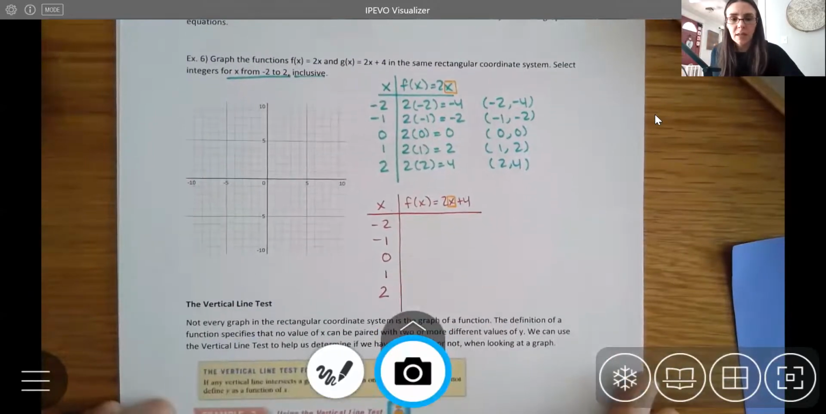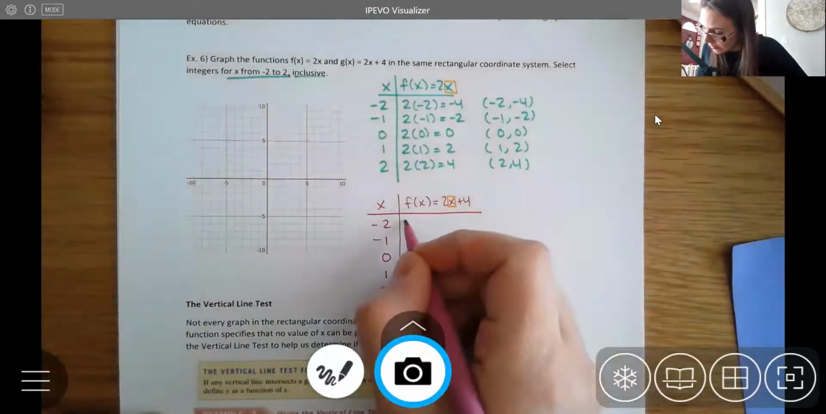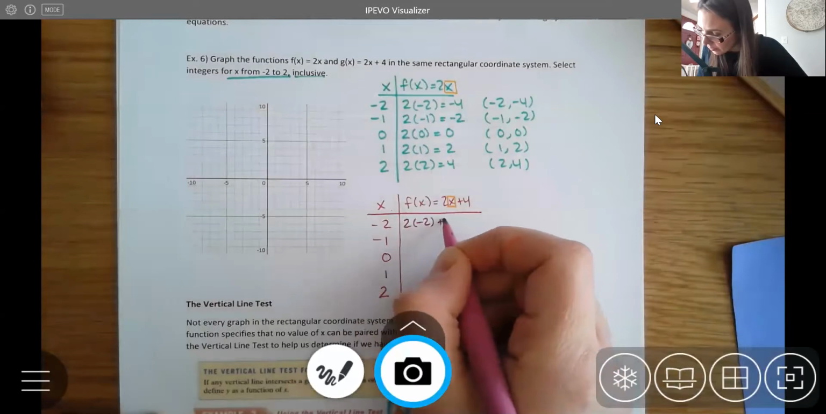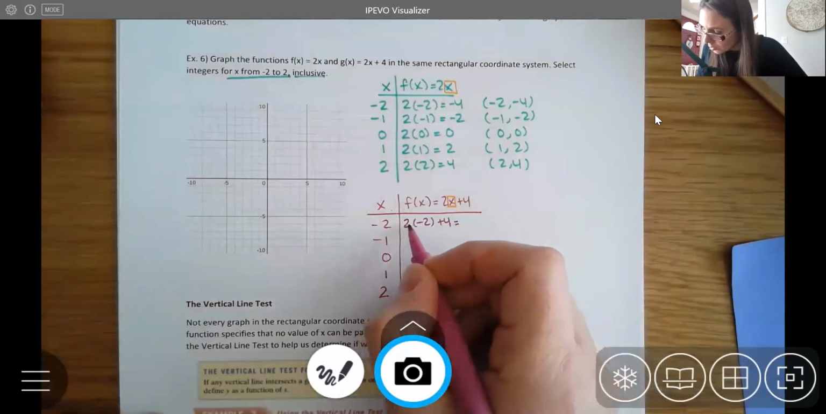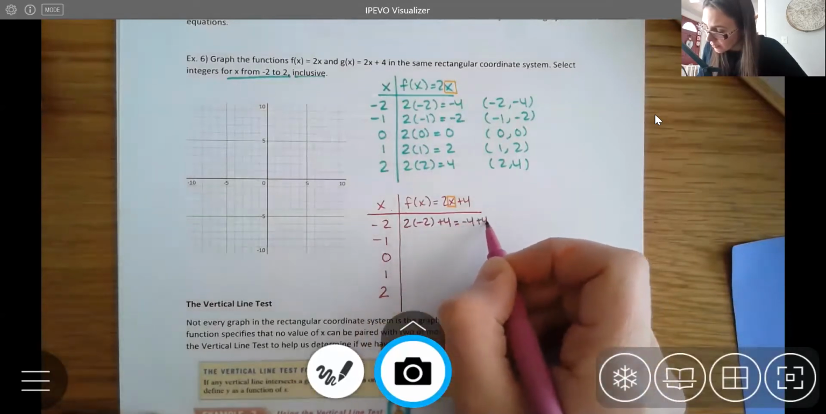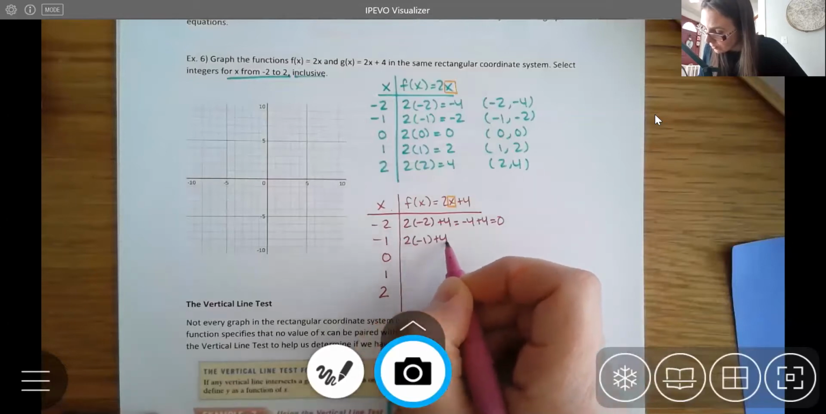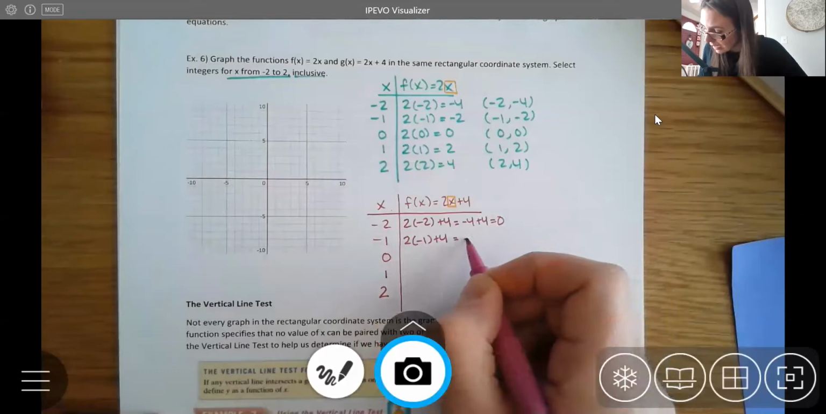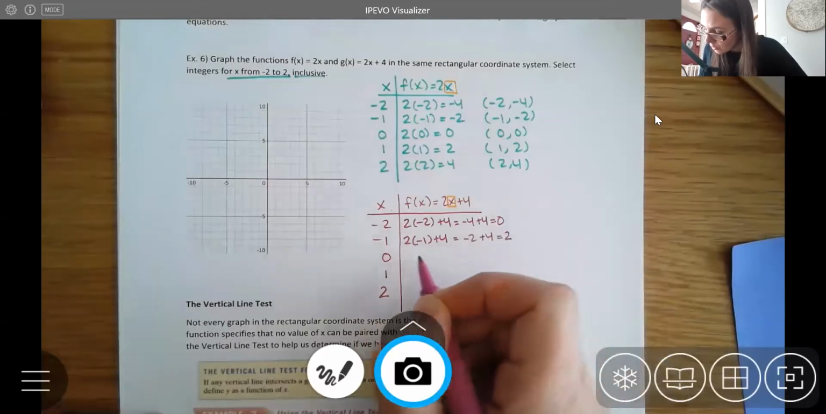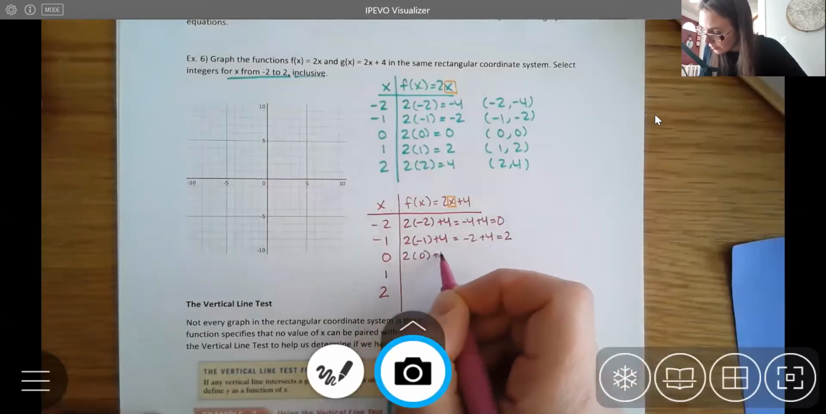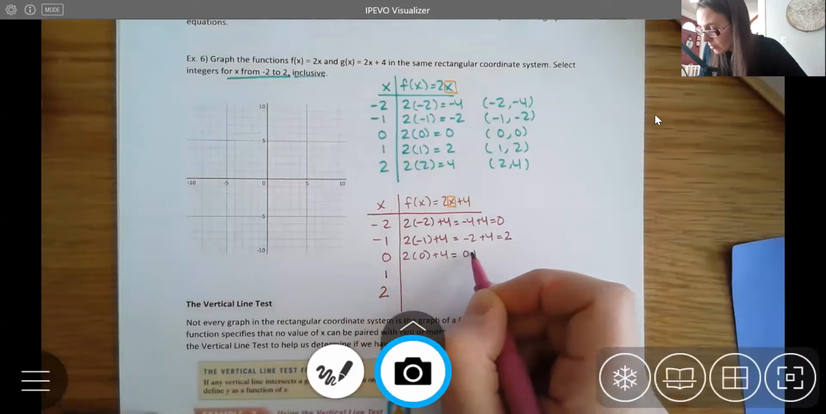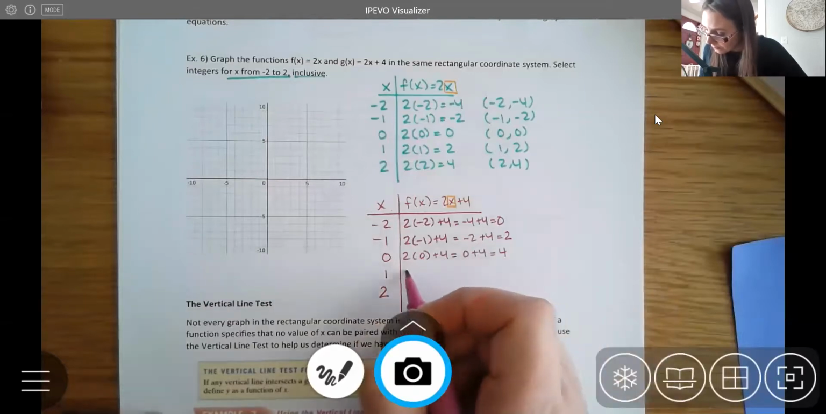And then I'll do the same thing here. So I have 2 times -2 plus 4. So 2 times -2 is -4 plus 4 is 0. Next, I have 2 times -1 plus 4. So that's going to be -2 plus 4, which is 2. 2 times 0 plus 4. 2 times 0 is 0. So my answer is just 4.